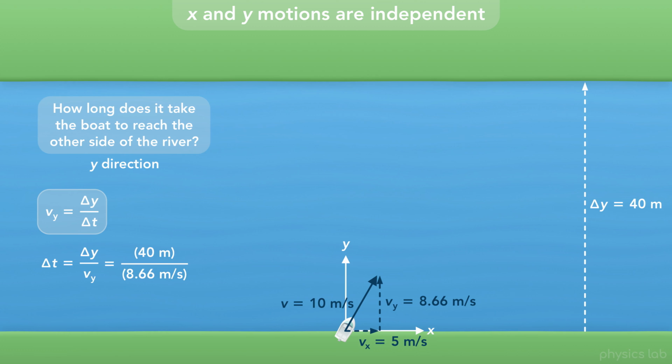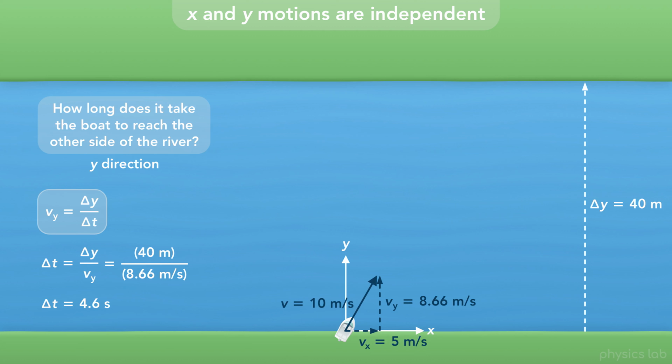We plug in 40 meters for delta y and 8.66 meters per second for Vy. Remember, we're only focusing on the boat's y motion, so we're using the y displacement and the y velocity. This gives us 4.6 seconds for delta t, which is how long it takes the boat to reach the other side of the river. Notice that the x velocity, the velocity of the boat to the right, has no effect on the time it takes to cross the river. The only velocity that matters in this part is the velocity in the y direction, straight across the river.